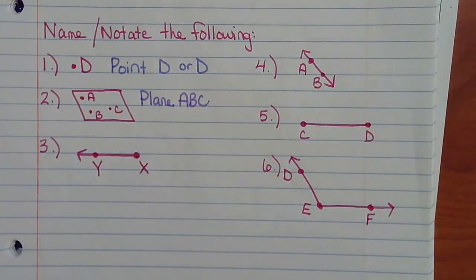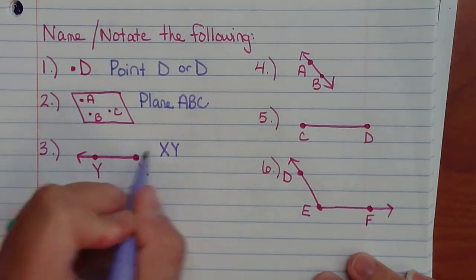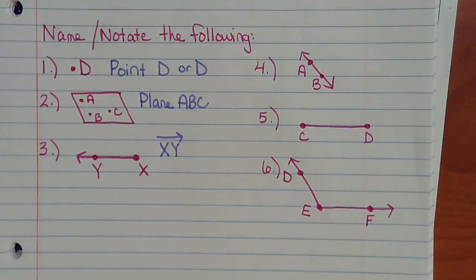Perfect. Ooh, number 3. What's number 3? What is it? Okay, go for it. XY, and the line goes to the right. Perfect. XY. X is where the endpoint is, and then you draw the arrow over the Y. Love it. Good. I tried to trick you. You did not fall for it this time.